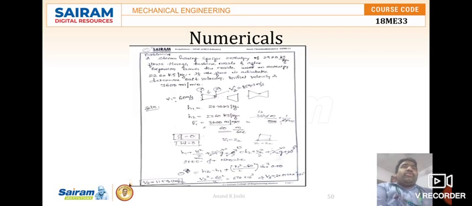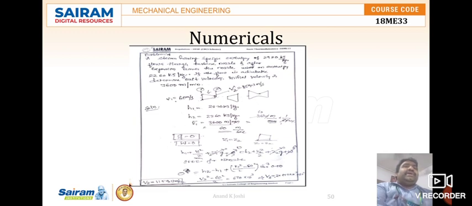The problem is: steam having a specific enthalpy of 2930 kilojoules per kg flows through a turbine nozzle and after expansion leaves the nozzle with an enthalpy of 2260 kilojoules per kg. If the flow is adiabatic, determine the exit velocity. The initial velocity is given, that is 3600 meter per minute.